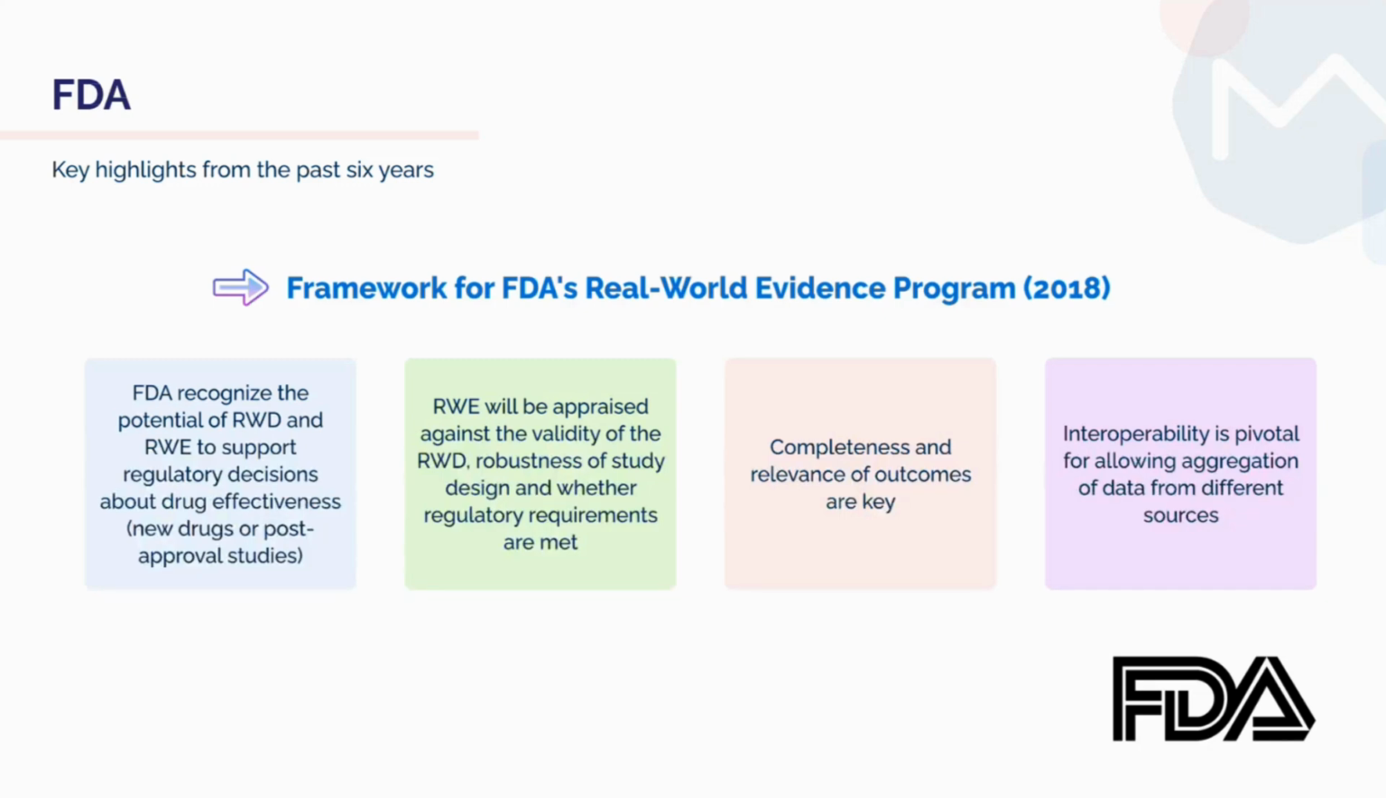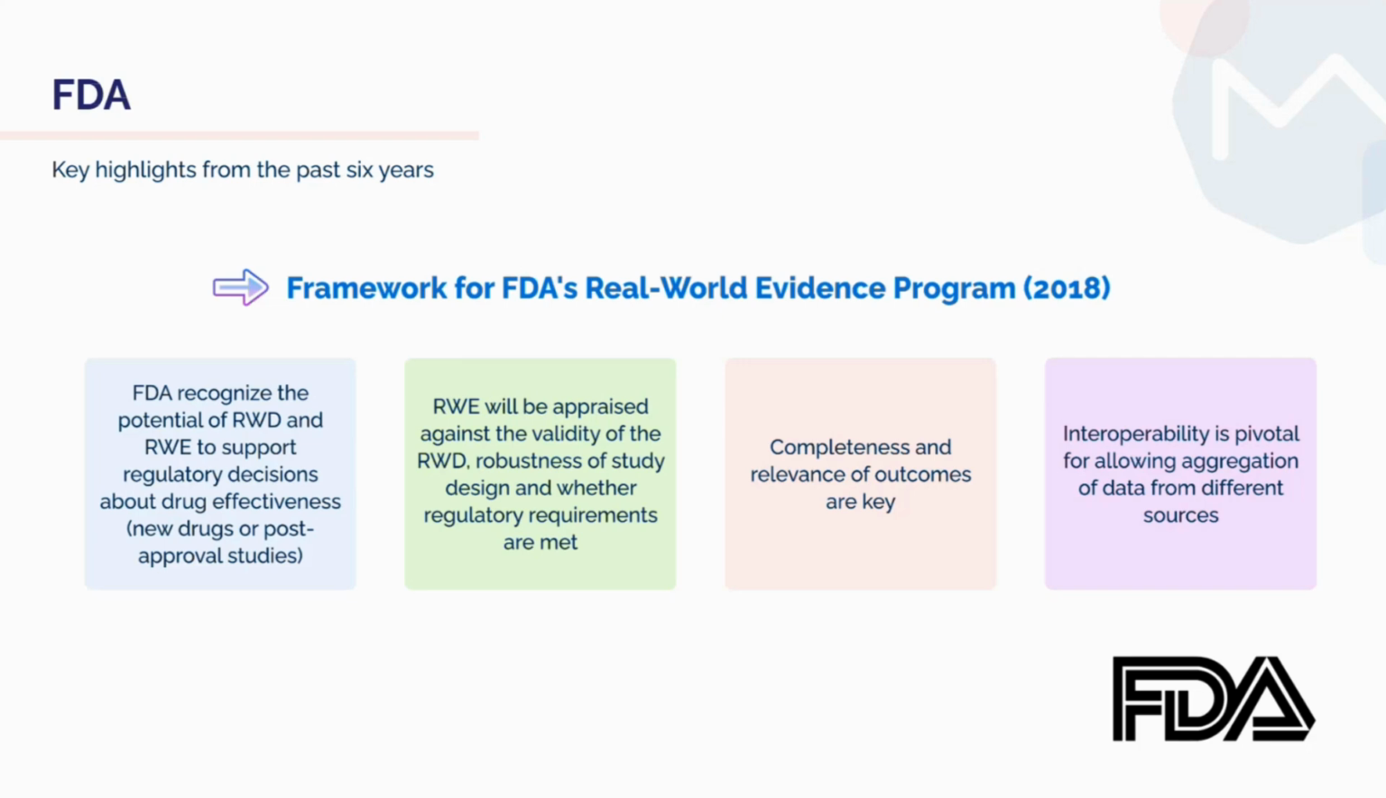So just to quickly go on to the FDA. The FDA is a leader in this field in terms of providing guidance. There are many publications or guidelines that they've produced over the past few years, so just to quickly whiz through some of them. There was the framework for the FDA's Real World Evidence Program, published in 2018. Here they recognize the potential of real world data and evidence to support regulatory decisions, specifically about drug effectiveness. And they also state that real world evidence will be appraised against the validity of the real world data.